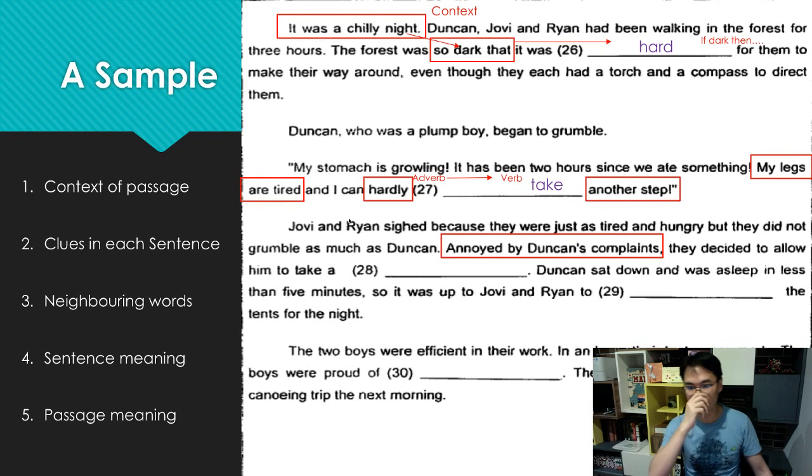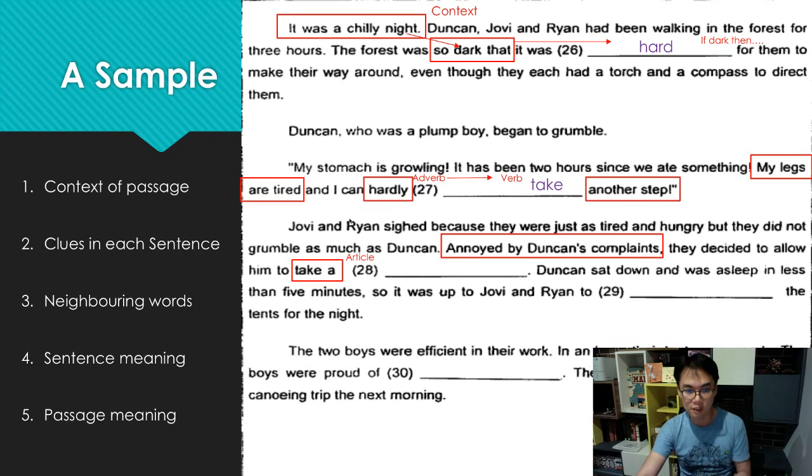Okay, so the other step tells me that it's about taking a step. Right, next, the next answer is tied to this point about being annoyed by Duncan's comments. So Jovi and Ryan are annoyed by Duncan's complaints, right? Duncan's complaining: "My stomach is growling, it's been 2 hours since I ate something, my legs are tired, I can hardly take another step." So they're annoyed, all right? So they decided, now remember it's out of the dialogue now, so it goes back to the past tense, right? So, annoyed by Duncan's complaints, they decided to allow him to take a, and here take a is very, very powerful as a clue. So you take something, right?